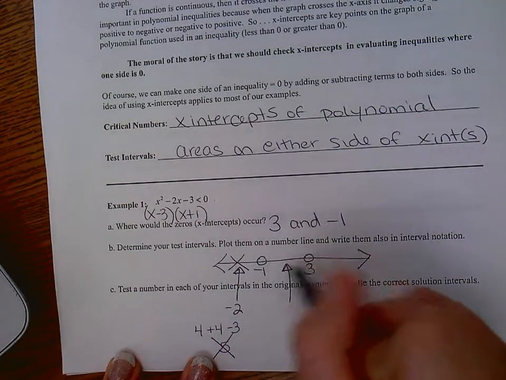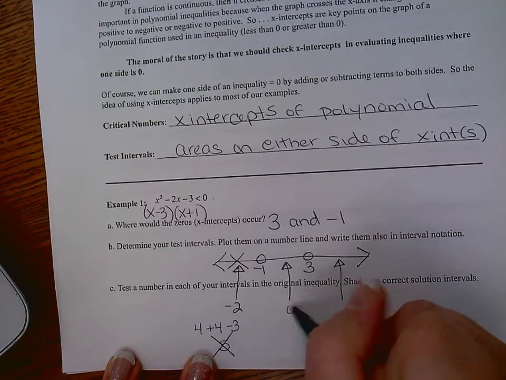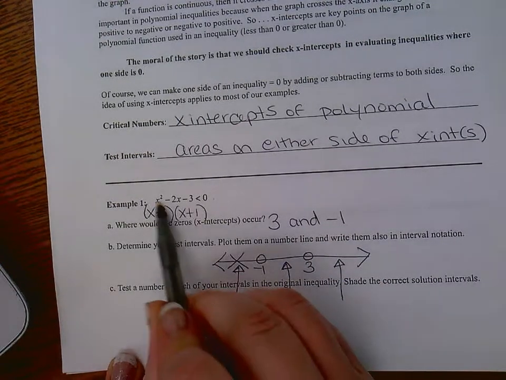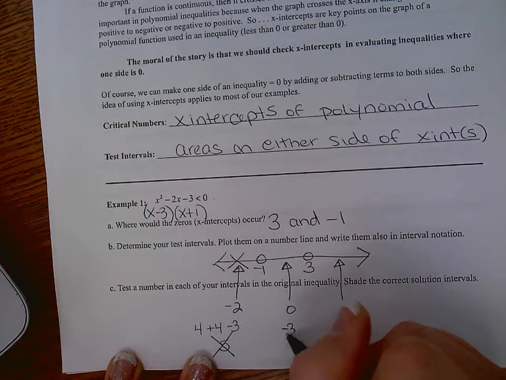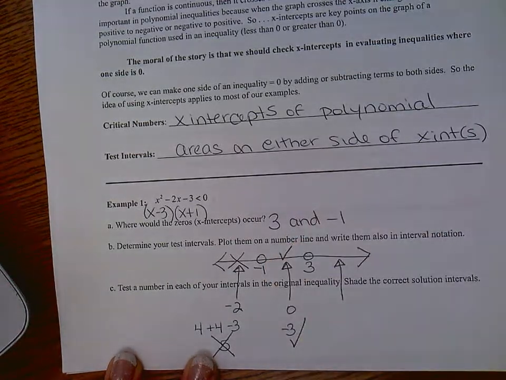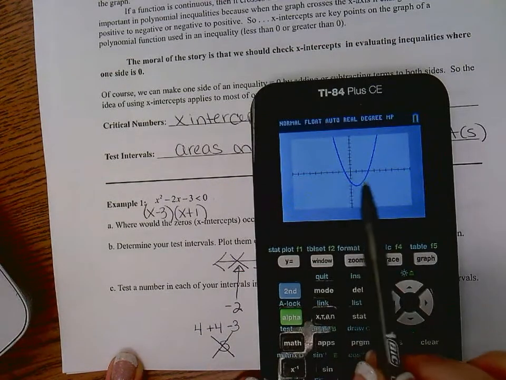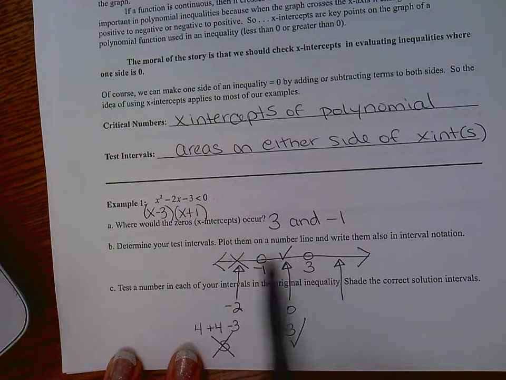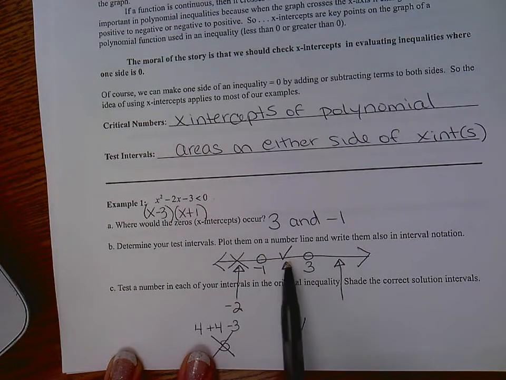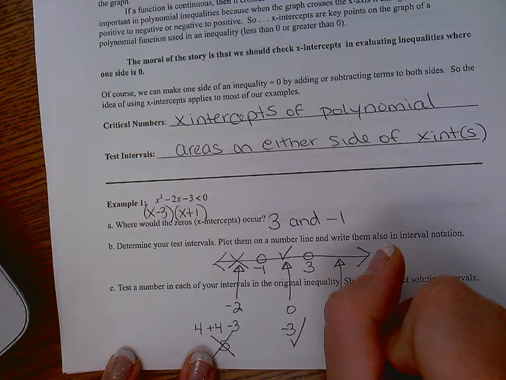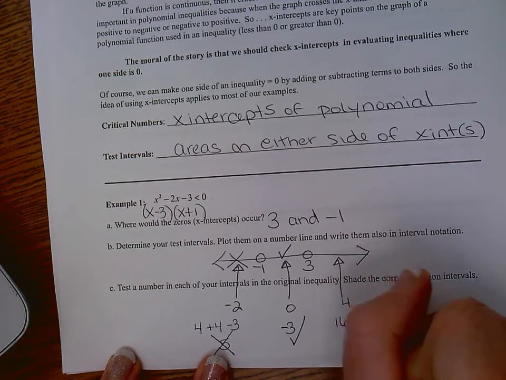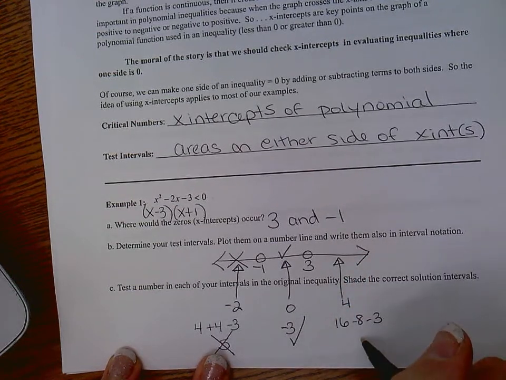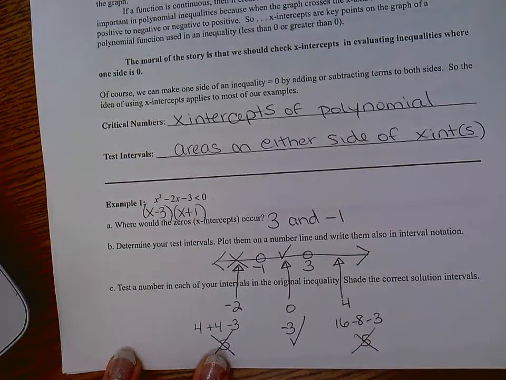Give me a value between negative 1 and 3. How about 0? When I plug in 0, I get negative 3, and that's a negative value. So that's a good test region. That's the region on my graph that was below the x-axis, remember? So this is just proving algebraically that this is the region of x values that I would want. And when I test positive 4, I get 16 minus 8 minus 3, which is 5. That's positive, so I do not want this region of x values.